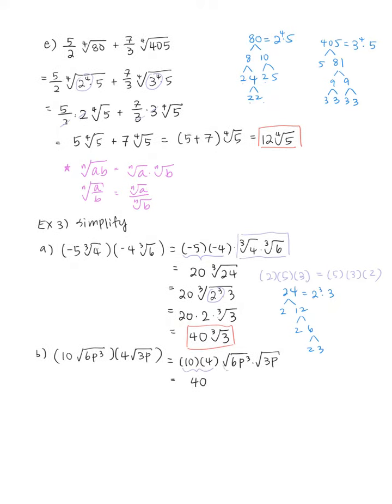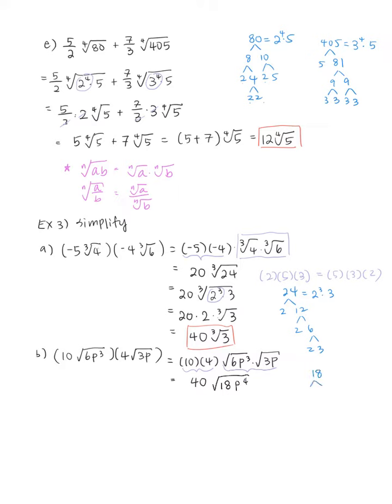Now, can I combine these two? Are we both given a square root? Yes, we do. So in this case, yes, we could just take the square root and then multiply the radicands together. So if I multiply the radicands together, we're going to have 6 times 3, which is 18, and then p to the third times p to the first. Remember, you add the exponents, so here you're going to have p to the fourth. So now we've got to simplify.